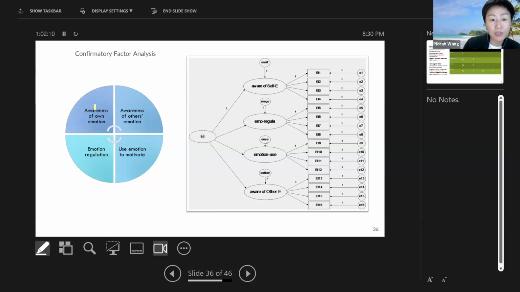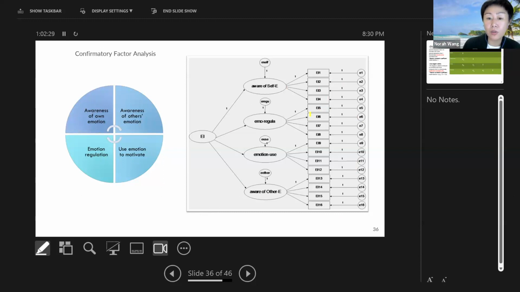So there are four dimensions. The first dimension is about awareness of your own emotion. The second dimension is awareness of others' emotion. And then using emotion to motivate yourself, and emotional regulation, right? So this is the kind of statistical model that we create to do the confirmatory analysis.